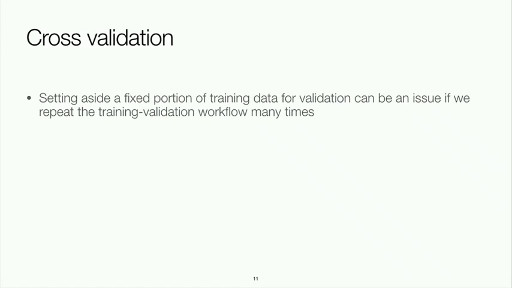So what's the issue with validation and what does cross-validation try to do? Well, basically, it's what we already said. Setting aside a fixed portion of our training data to do validation can become an issue if we repeat this training validation workflow many times. So if I evaluate my validation loss and I say, oh, I'm overfitting, let me tune some things, and then I evaluate it again, and I'm overfitting again, let me tune some things, and you just do this over and over again.